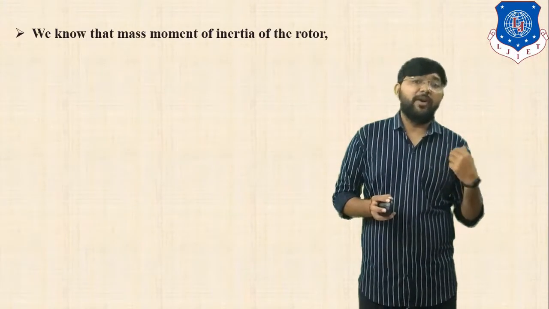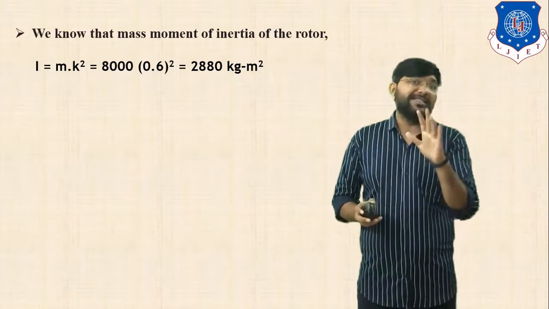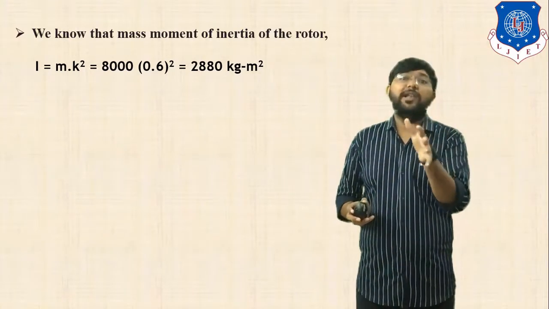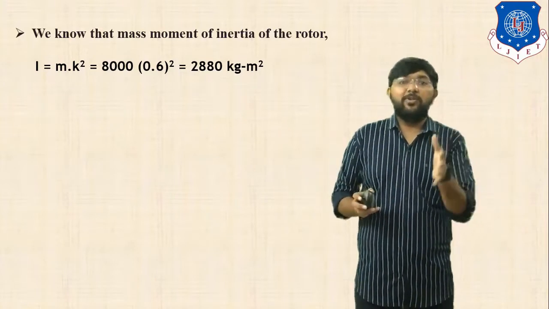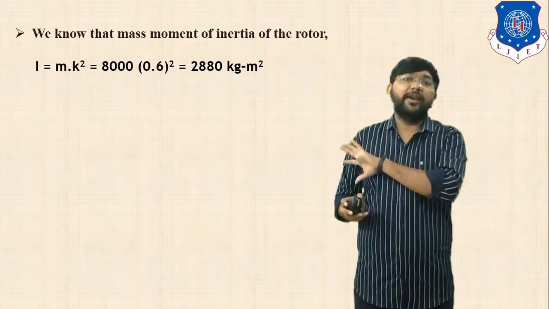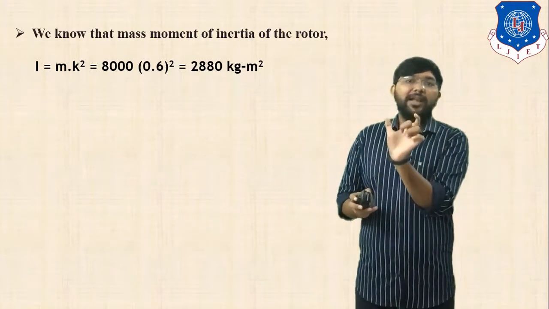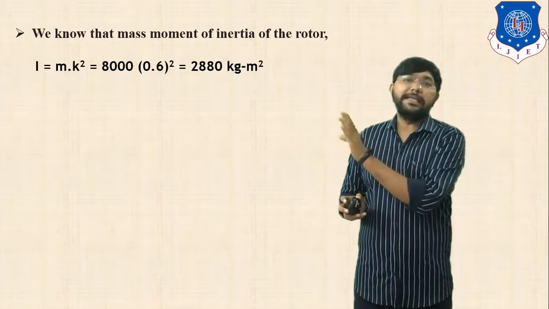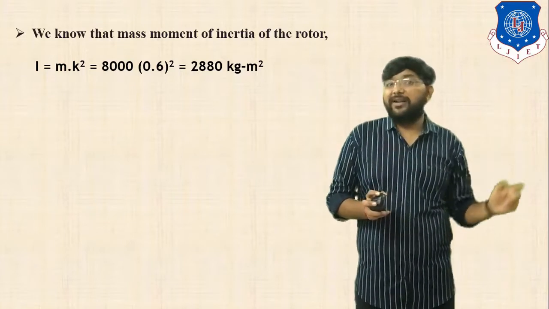We know the mass moment of inertia of the rotor. You all know the equation of mass moment of inertia: capital I is equal to m k square. Put the value of mass, 8000 kg, and the value of radius of gyration, 0.6, over here. You calculate and get the answer 2880 kg meter square. So you got the answer for the mass moment of inertia.